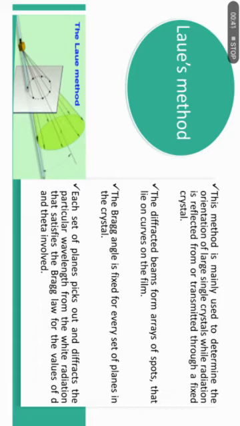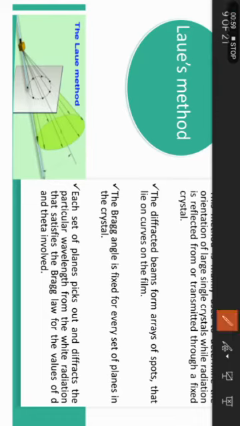The Bragg angle is fixed for every set of planes in the crystal. Each set of planes picks out and diffracts a particular wavelength from the white radiation that satisfies Bragg's law for the values of d and theta involved. The word we have used is white radiation, because we are not using a single monochromatic wavelength of X-rays. We are putting various wavelengths of X-rays on that single crystal.